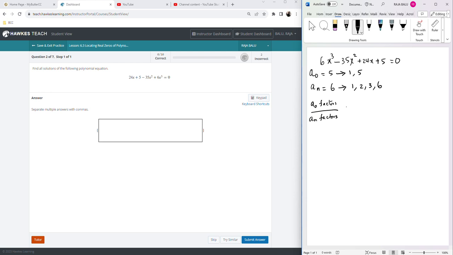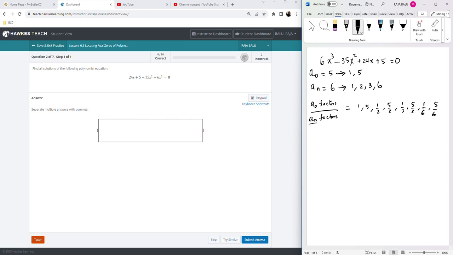But here we will have to go about finding actual roots. So let's see, the a0 factors are 1 and 5, and for the an factors, we use the 1 first, so 1, 5, then the 2: 1 over 2, 5 over 2, then the 3: 1 over 3, 5 over 3, and finally 1 over 6, 5 over 6. So among these, with the plus or minus sign, one of them will work the magic for us.